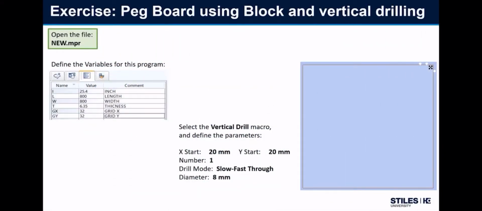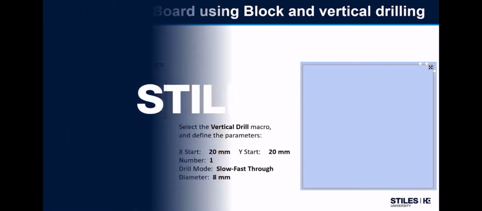In this exercise, we're going to use the block macro to repeat one drilling operation across the entire panel, creating a pegboard. Start by opening a new MPR file and defining the variables as shown. Then program one 8mm diameter drill at 20 mm in the X and Y axes. The drill mode is slow fast through.